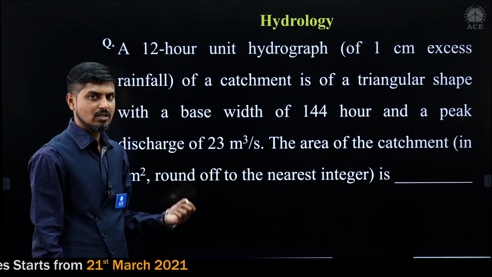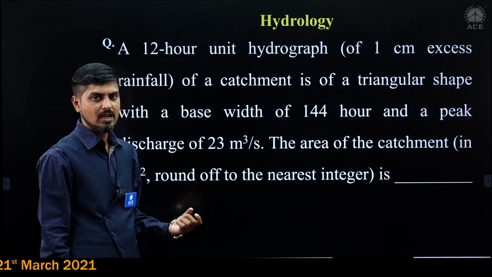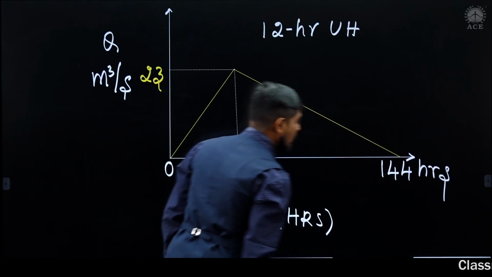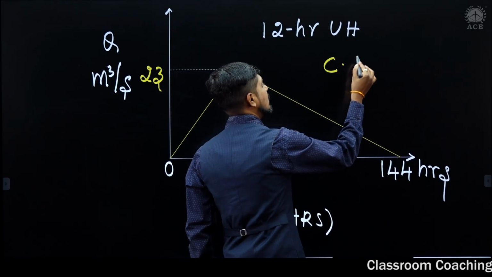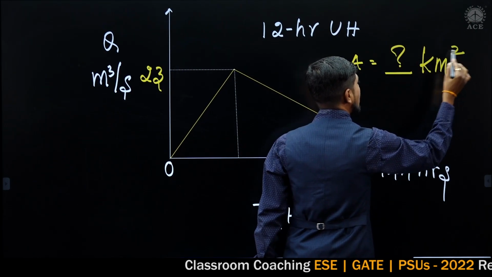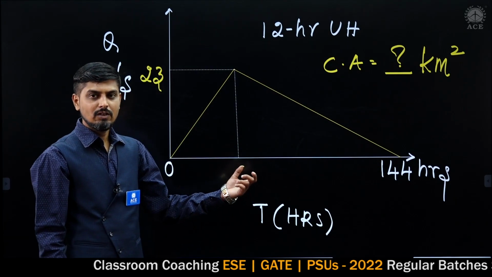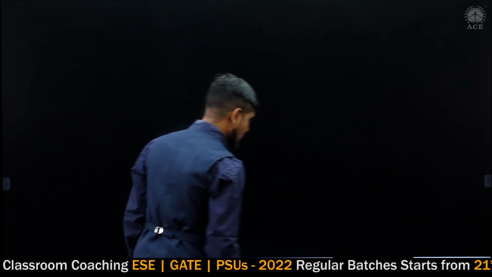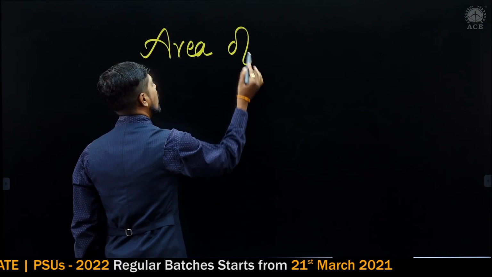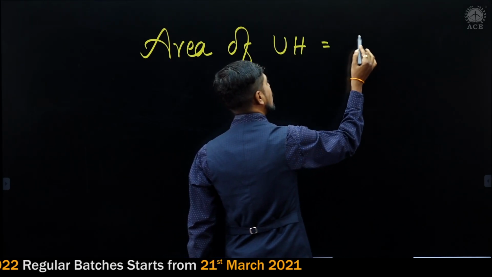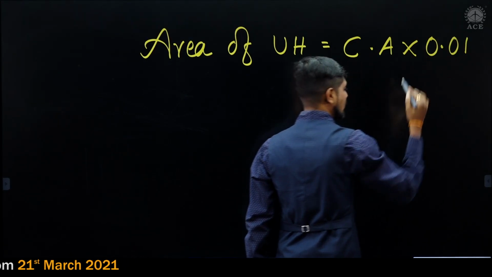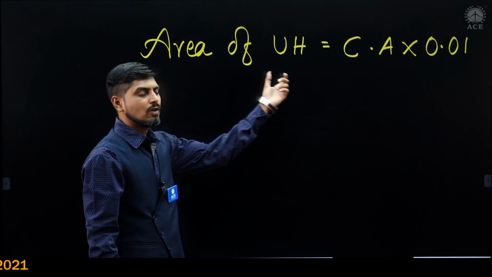So here in this question we are supposed to find out the catchment area in terms of kilometer square. A very simple question. So basically we know one basic rule. What is that? Area of unit hydrograph is equal to catchment area into 0.01.